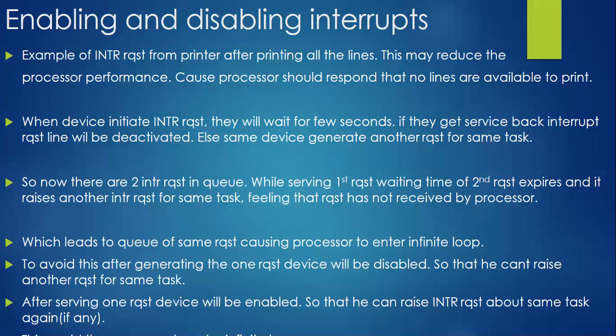Observe it. Fifth point. To avoid this, after generating one request, the device will be disabled so that it cannot raise another request for the same task. Once we are done with disabling, the processor will start providing the service for that particular request. After completion of everything, the processor will enable that device.